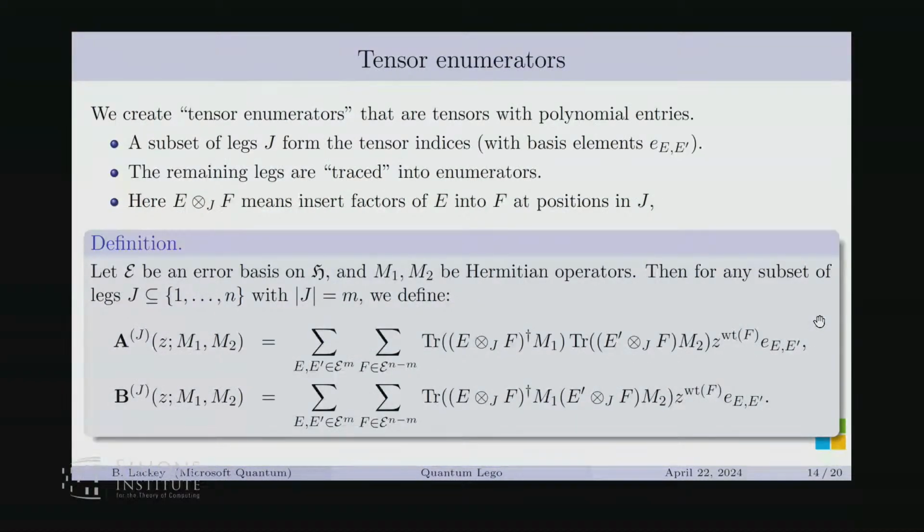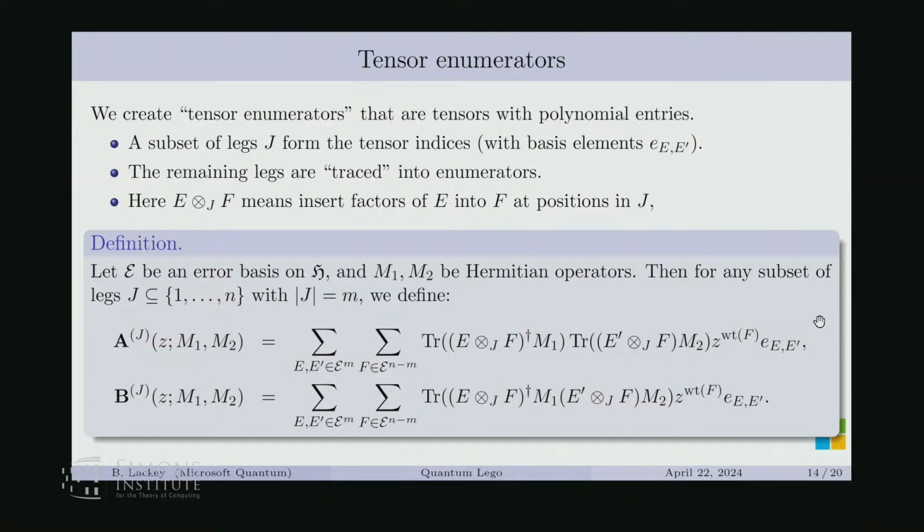great. Right, so now just extend this in the most natural way. So we want to build tensor networks that lead to new codes. Well, those tensor networks can also build tensor enumerators. Okay, so here we take a subset of the legs J. Those are our tensor indices.